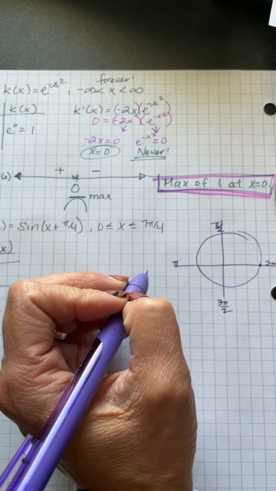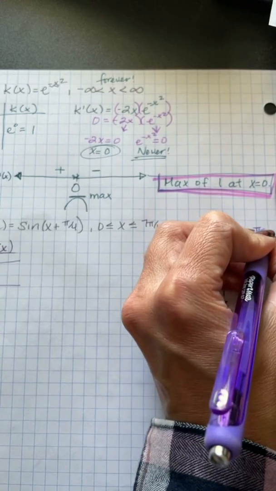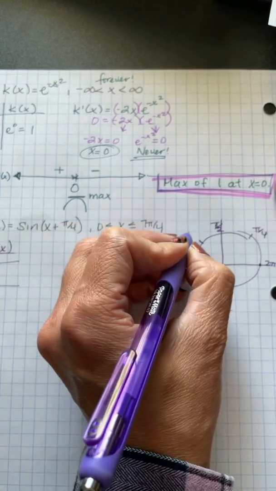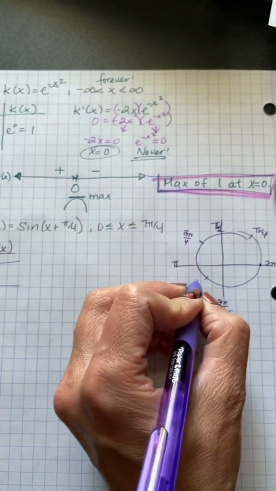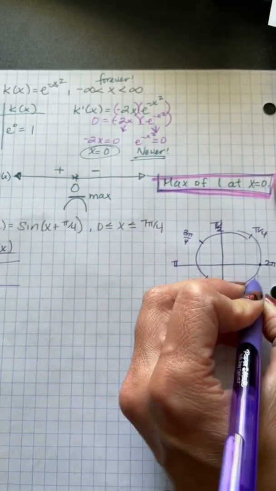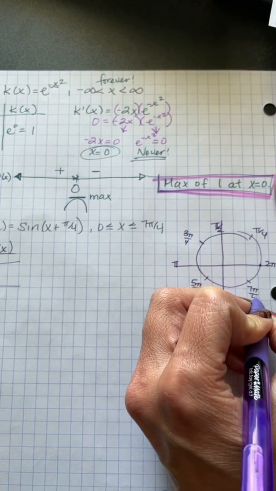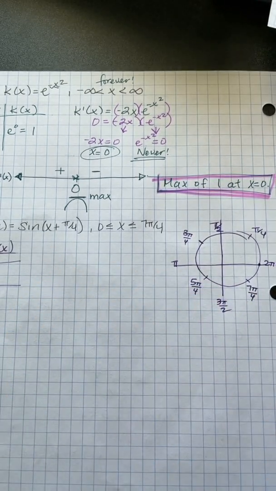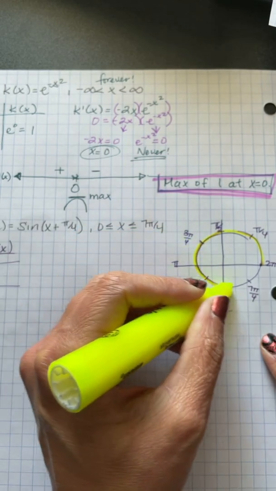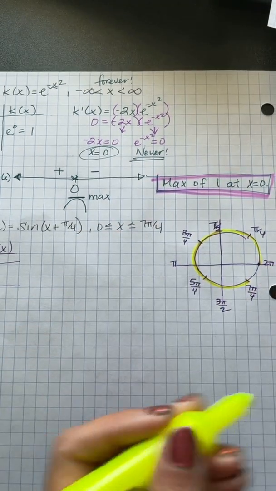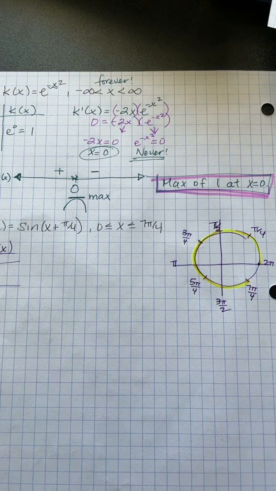But since these are increments of pi over 4, we know that this is pi over 4. This is 3 pi over 4, 5 pi over 4, and then 7 pi over 4. So it's going from 0 to 7 pi over 4. That means we're starting at 0 and we're going all the way around until here. So we're just missing that last little piece of the pie. Okay, so that helps us know how far we can go as far as critical values go.